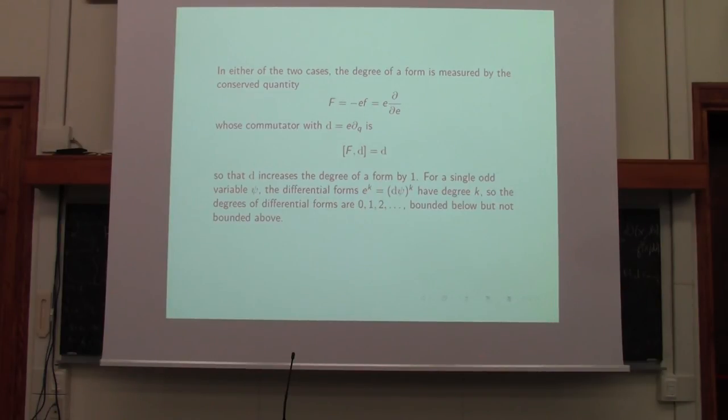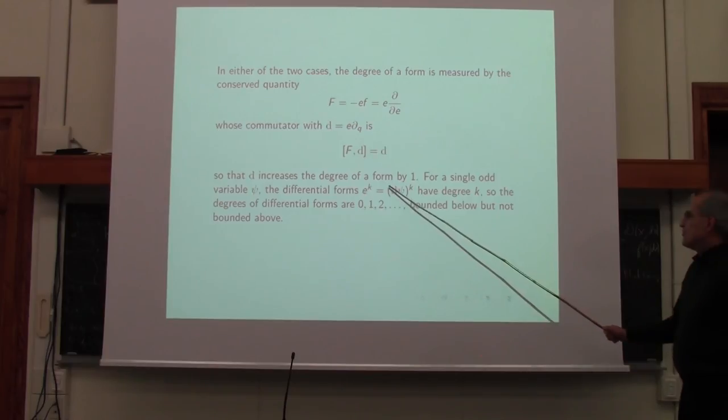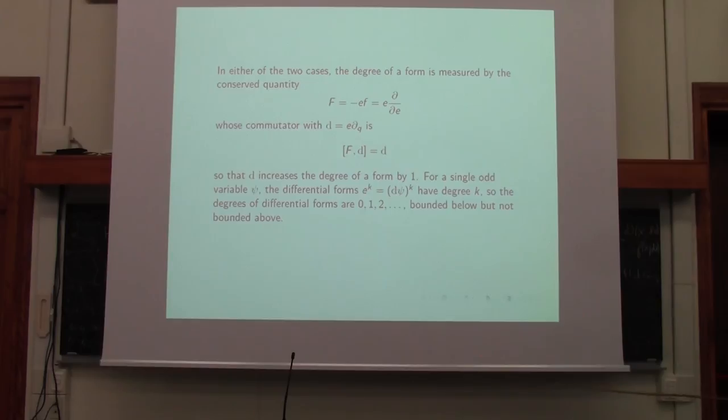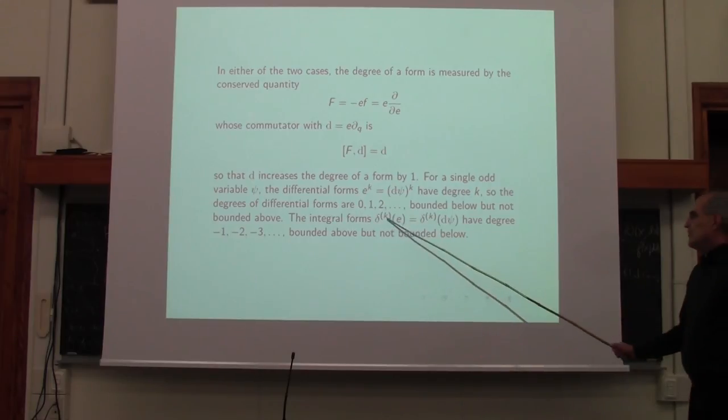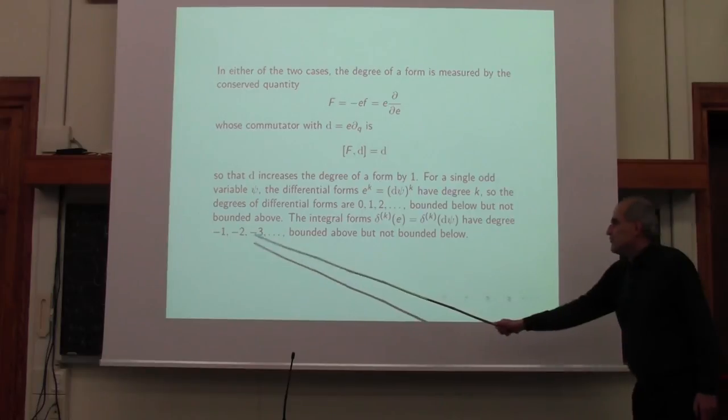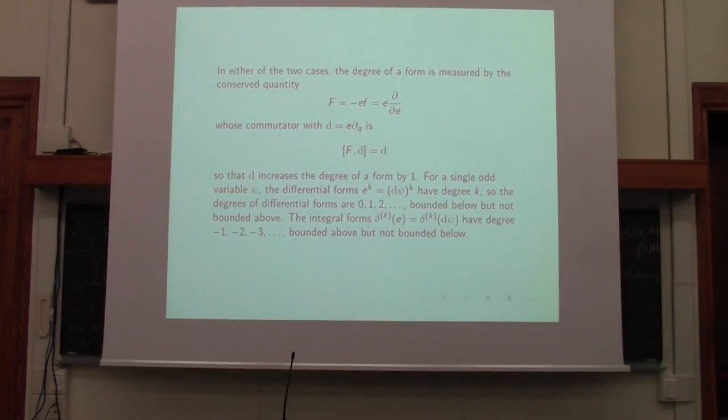For a single odd variable psi, the differential form psi to the k has degree k, so the degrees of differential forms are 0, 1, 2, and so on, bounded below or above. The integral forms, the kth derivative of a delta function, have degrees minus 1, minus 2, minus 3, and so on, bounded above or gone below.